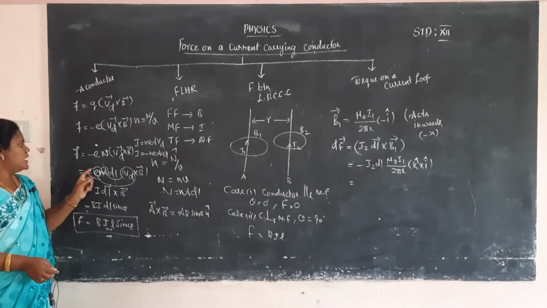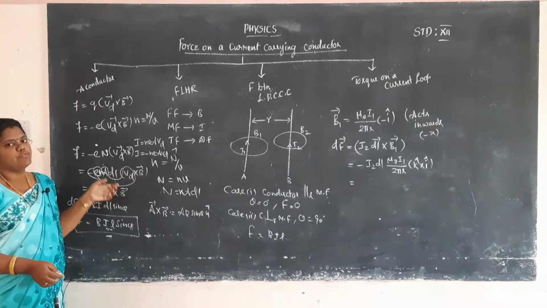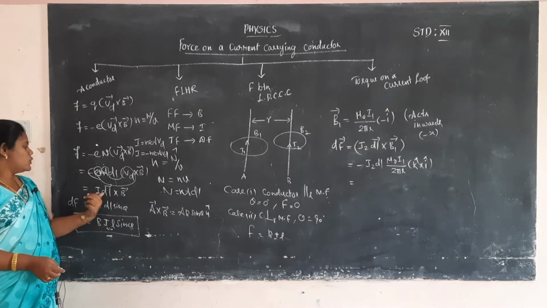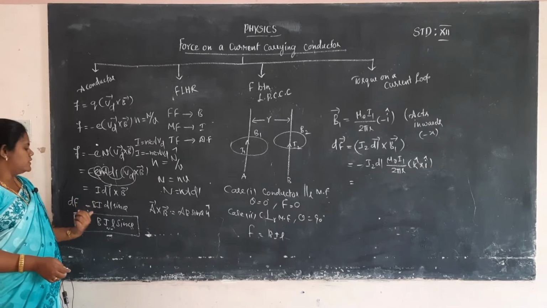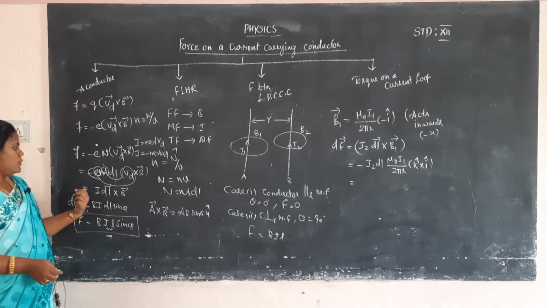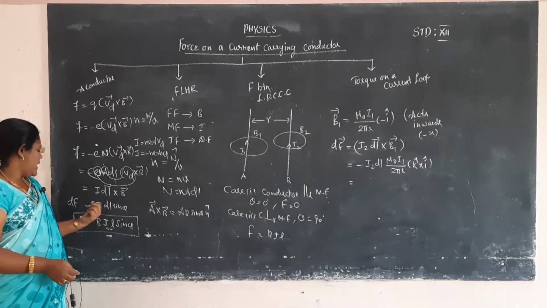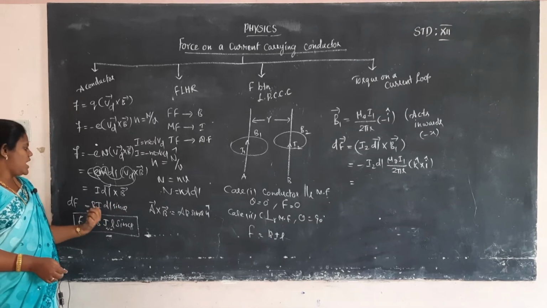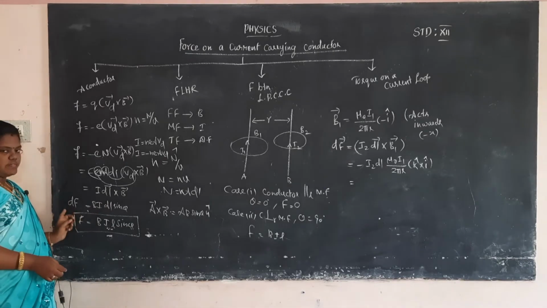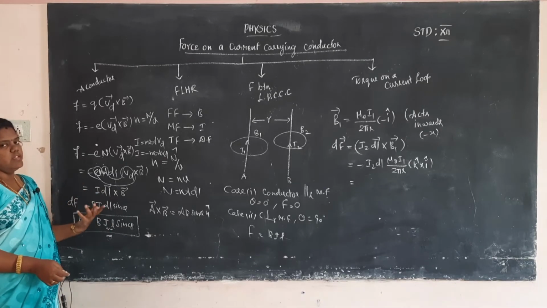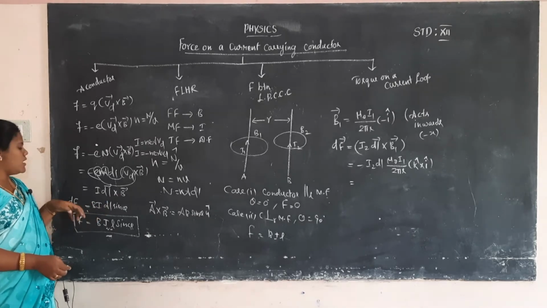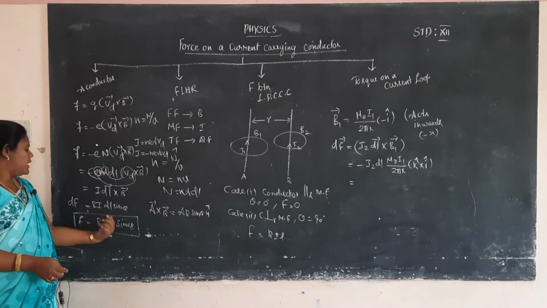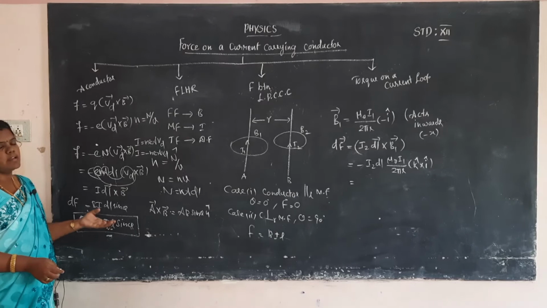Clear? Then e n A Vd is the formula for current. So IdL cross B. This is easily converted to BIdL sin theta, because A cross B is equal to AB sin theta. So dF is equal to BIdL sin theta, but F is equal to BIL, because the differential term is on the left hand side and the right hand side also. We consider the normal form, not the differential form. F is equal to BIL sin theta. This is the force acting on a current carrying conductor.